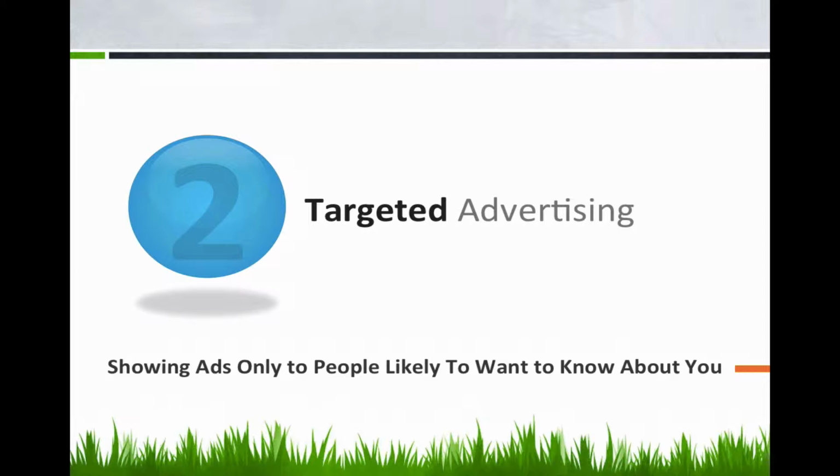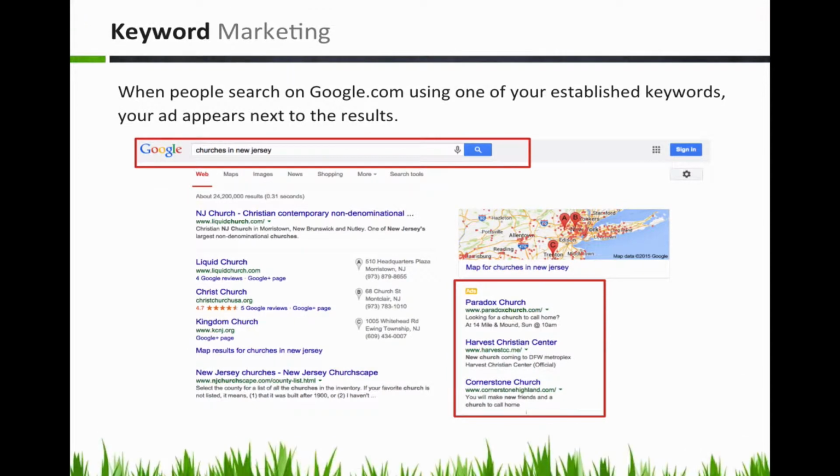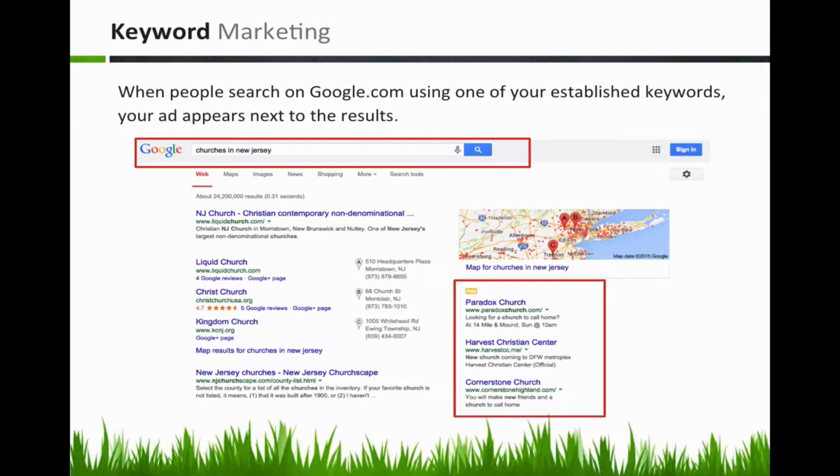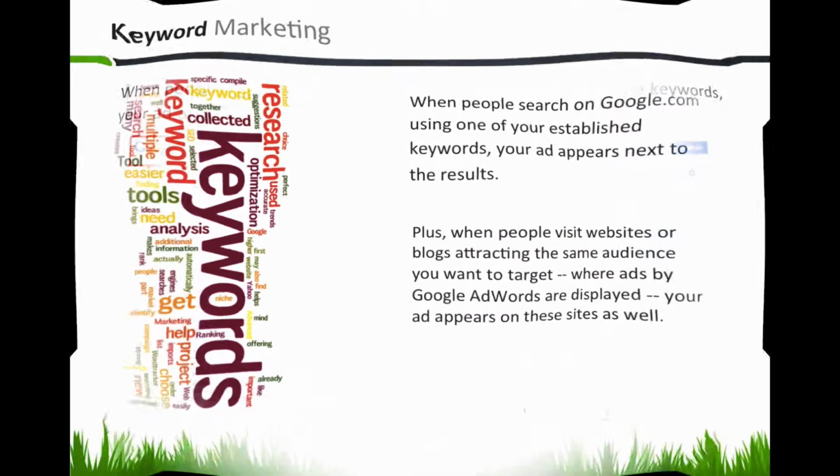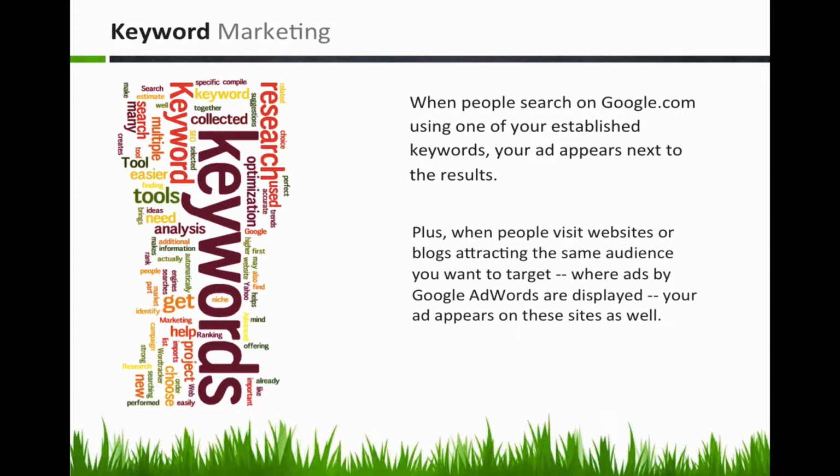That means we are able to show ads only to people likely to want to know about you and your organization. For example, when people search on Google.com using one of your established keywords, your ad appears next to the results. If you recall, on any given Google search results page, you'll see ads across the top and the right-hand column of the page. That's where your ads can appear for users searching for various keyword phrases, and it's all free.